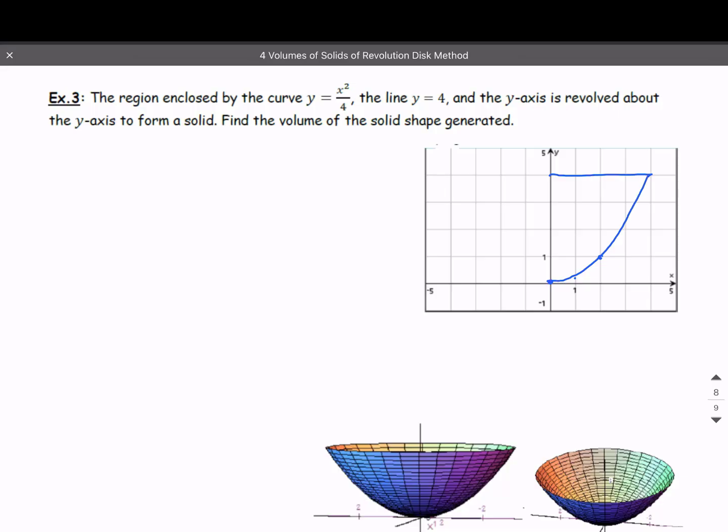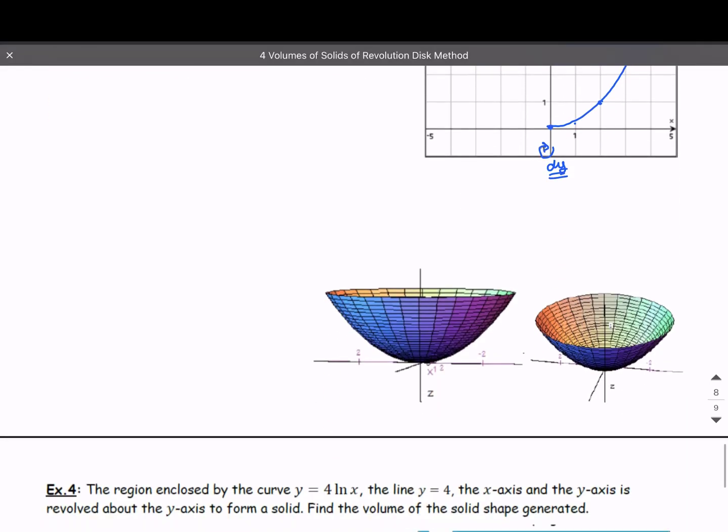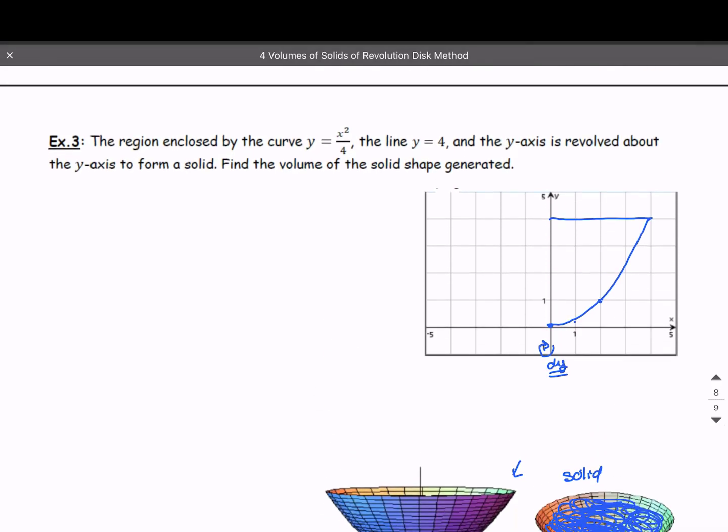Now keep in mind here, we are revolving around the y-axis, which means we are working in terms of y. Now when we rotate, it's going to look like this solid shape, but notice this should be solid in here. This is all filled in. It's not an open bowl, okay? It's all filled in. So that you have to be careful of. So what we're going to do, we're going to draw the mirror image.